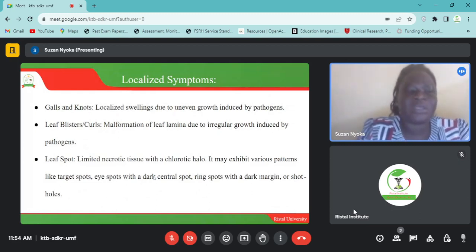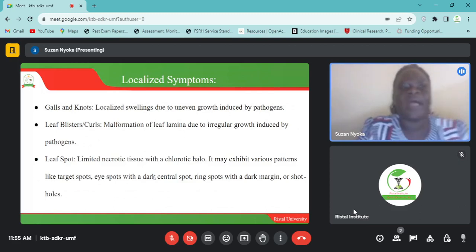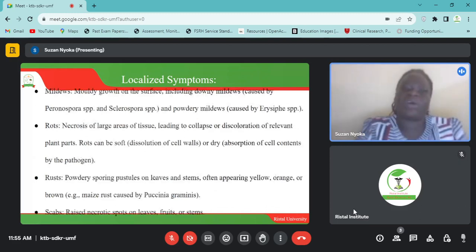And then leaf spot, limited necrotic tissue with a chlorotic halo. It may exhibit various patterns like target spots, eye spots with a dark central spot, ring spots with a dark margin, or shot holes. We have the mildews, moldy growth on the surface, including downy mildews caused by Peronospora spp. and Sclerospora spp., and powdery mildews.